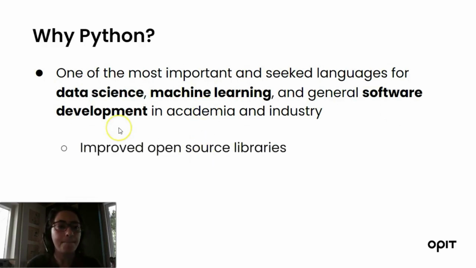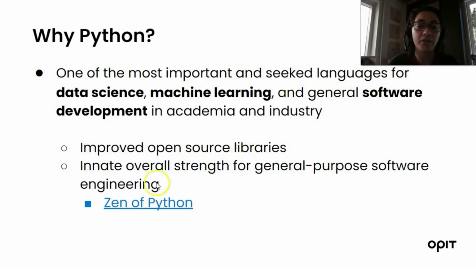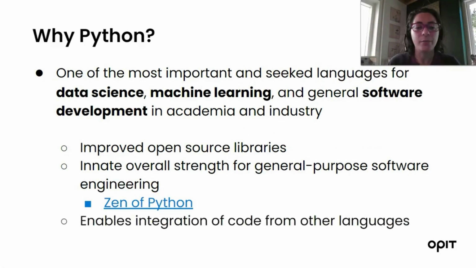Python offers many and improved open source libraries that automate a lot of functionalities required in data science or machine learning. Furthermore, Python has an almost innate overall strength for general purpose software engineering. We won't discuss the details of this, but I encourage you to start by reading The Zen of Python if you're interested in learning more about the language's philosophy. Lastly, Python enables the integration of code from other languages, making it thus a valuable tool.